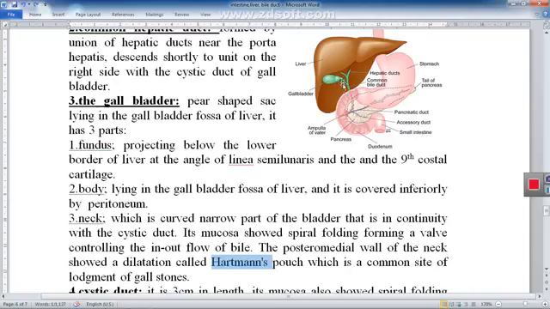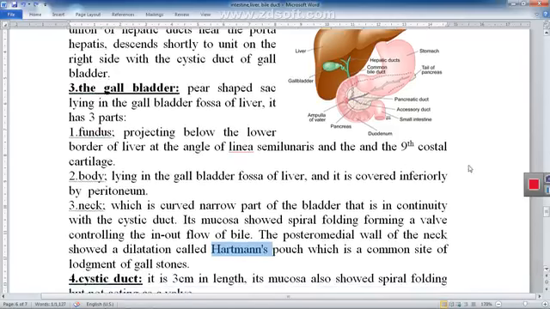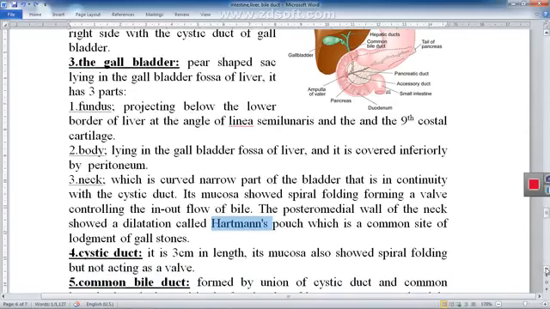After the Hartmann pouch, the neck is continuous with the cystic duct. The cystic duct is very short, 3 centimeters in length. Its mucosa also shows a spiral folding, but the spiral folding in the cystic duct does not act like a valve, as does the spiral mucosa in the neck. The cystic duct unites with the common hepatic duct to form the common bile duct.